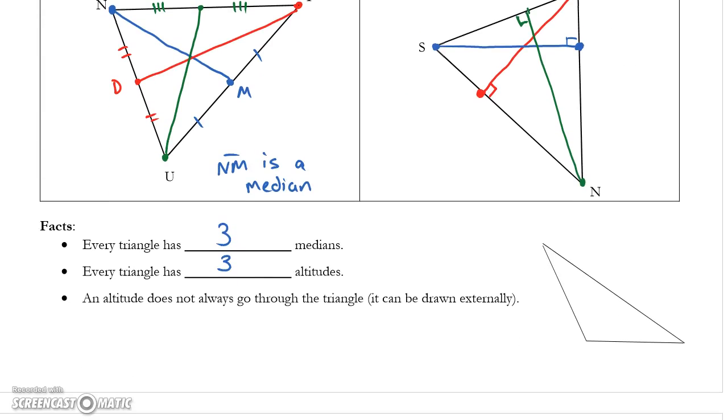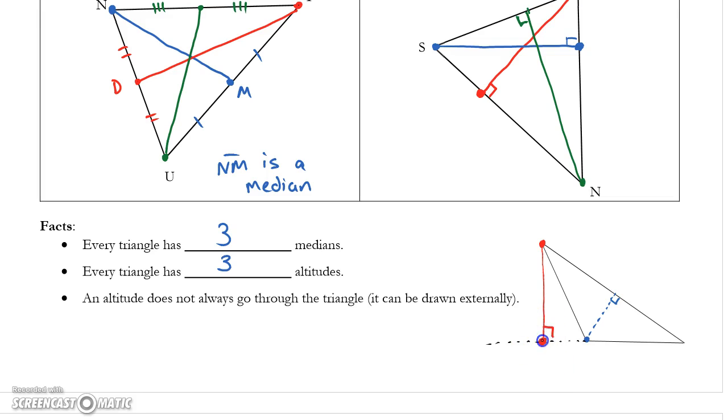Now, an altitude does not always have to go through the triangle. It can be drawn externally. Well, what does that mean? Well, this altitude, I think most of us would see and agree, would go to here. It would be perpendicular. But what do I do with this? There's no line I could draw inside my triangle that would be perpendicular. It doesn't exist. So what I would actually need to do is, using a straight edge, extend this side, my third side, out. Then I could draw something perpendicular.